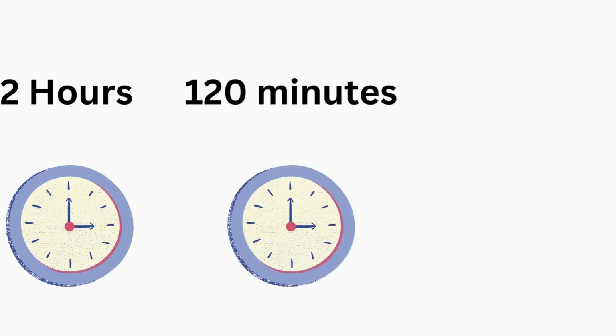For example, if you have 2 hours to do something, you have 120 minutes, or 7,200 seconds of time.